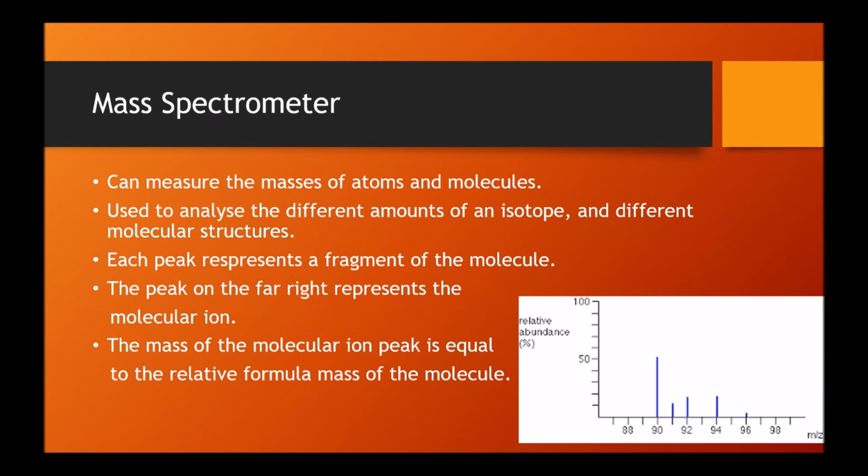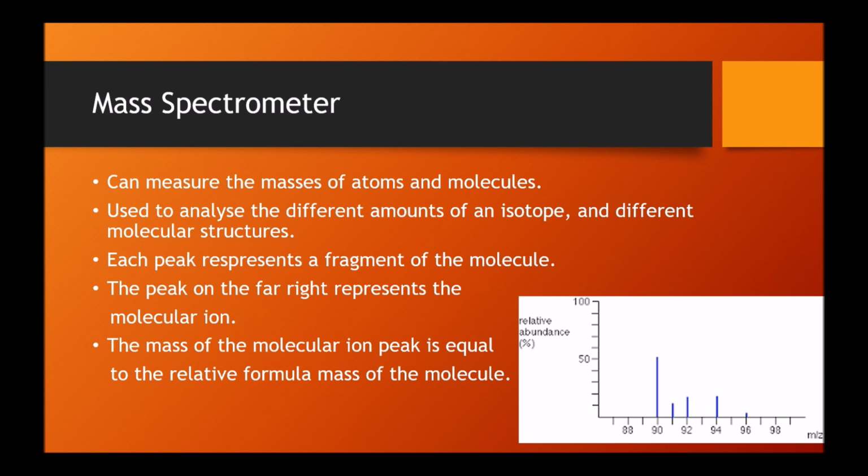A mass spectrometer can measure masses of atoms and molecules, and it's often used to analyze different amounts of an isotope. So, for example, if you have carbon, you can see how much of it is carbon-12, how much is carbon-13, carbon-14. And it's also used to analyze different molecular structures. So each peak represents a fragment of the molecule, and the peak on the far right represents the molecular ion, which means the whole molecule.